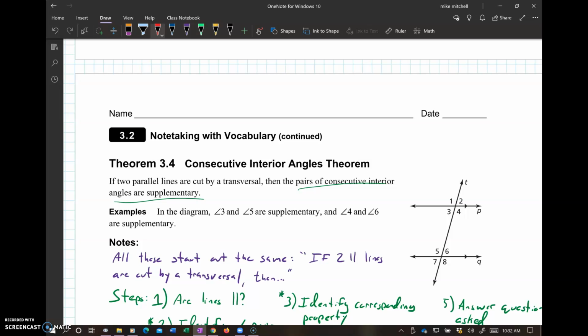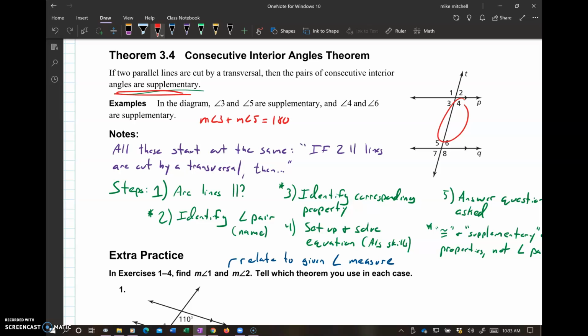Now this one's a little bit different. This one is supplementary. Consecutive interior angles are supplementary. So that's 3 and 5, and 4 and 6. I'd rather have seen them right here. The measure of angle 3 plus the measure of angle 5 is going to equal 180. I could have written the same equation for 4 and 6. Now, a lot of you are skipping these notes. You need to be getting these in. All these start off the same: if two parallel lines are cut by a transversal, then.